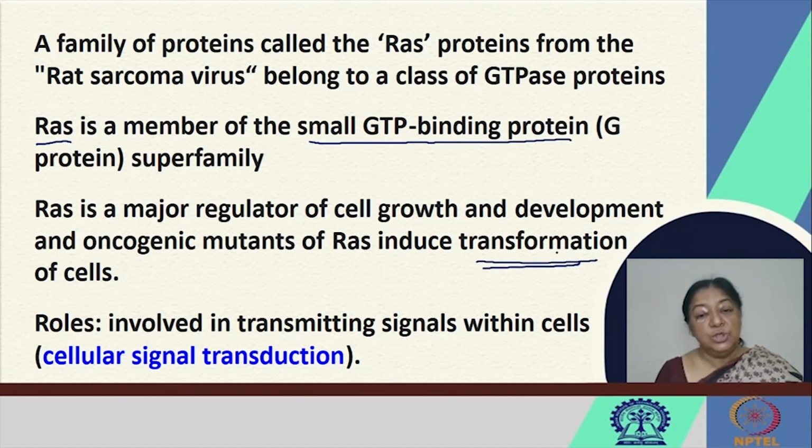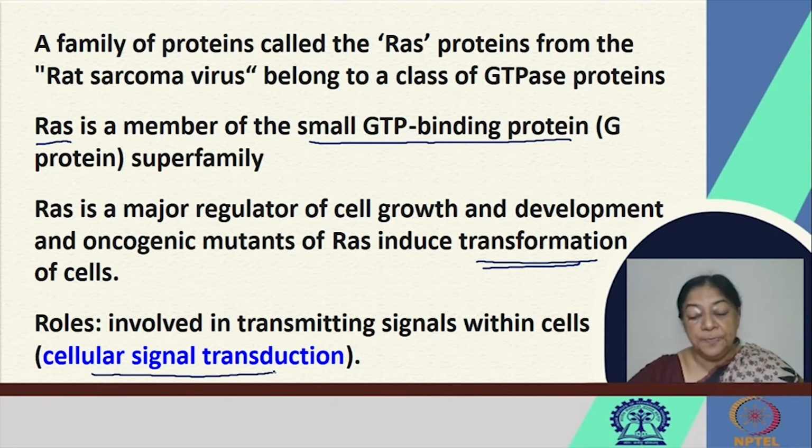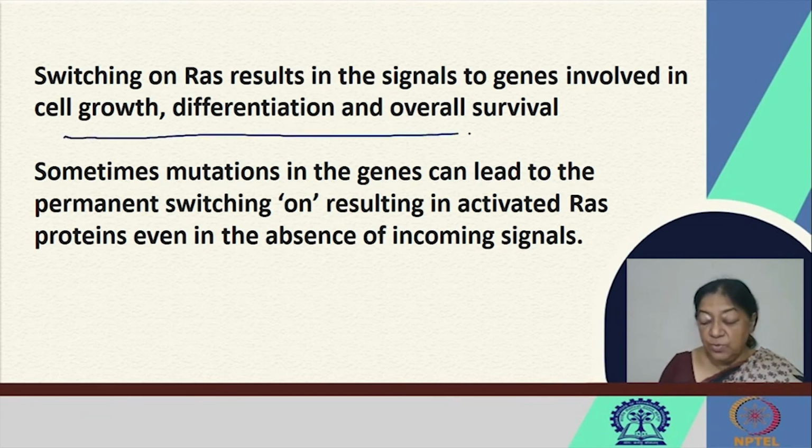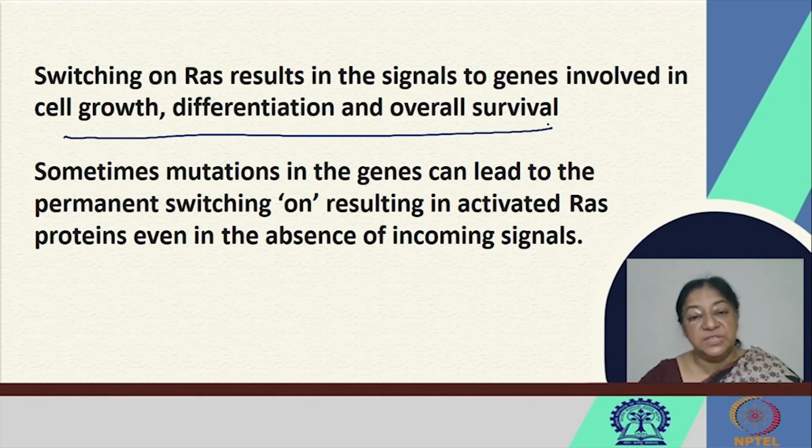in cells. So the roles of this specific protein are in transmitting signals within the cells in what we call cellular signal transduction. The switching on of this RAS protein results in the signals to genes that are involved in cell growth, differentiation, and overall survival. Now, what happens is if there are mutations in these genes, this can lead to a permanent switching on. And what that is going to do is affect the cell growth and differentiation.